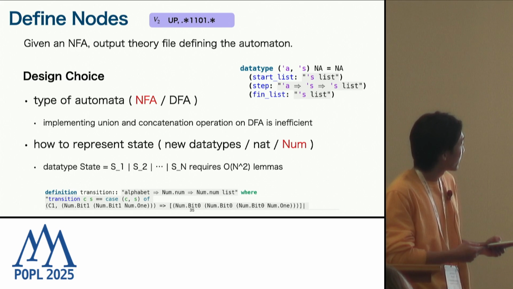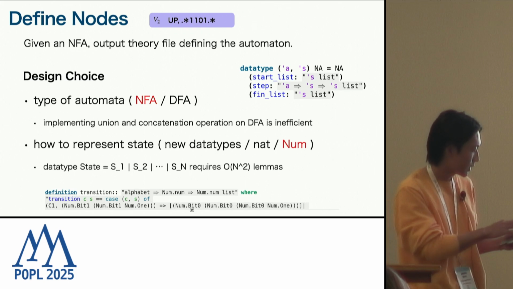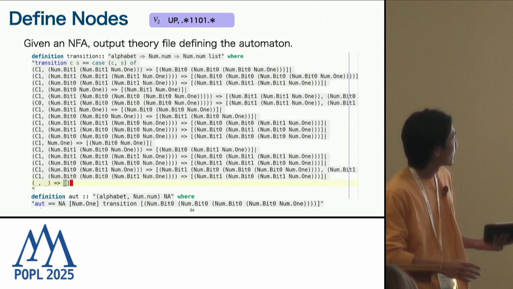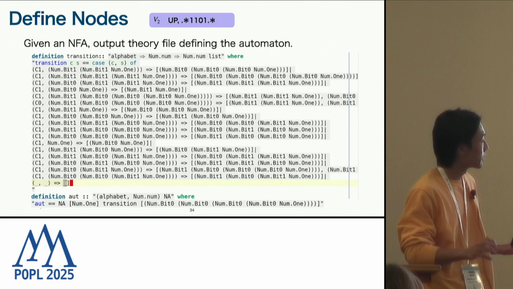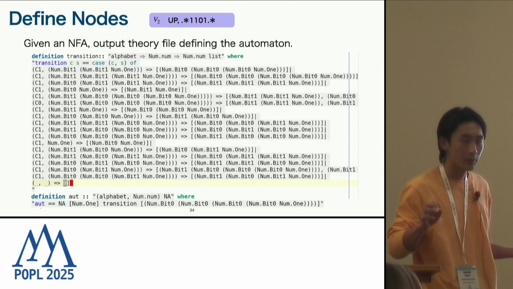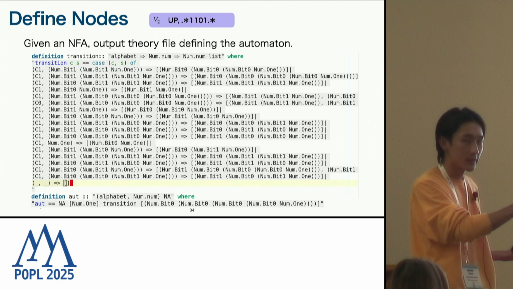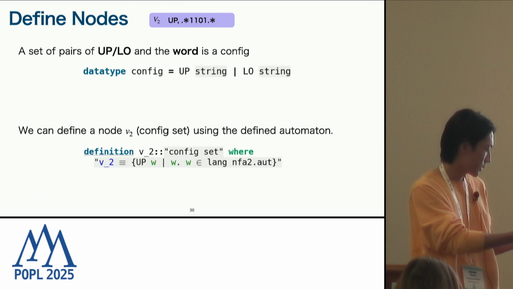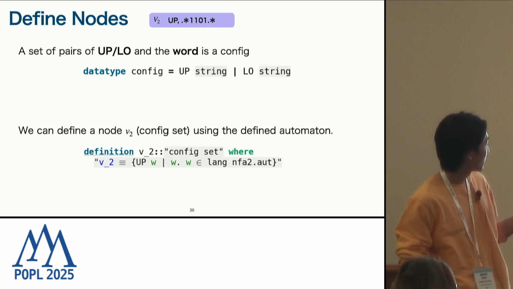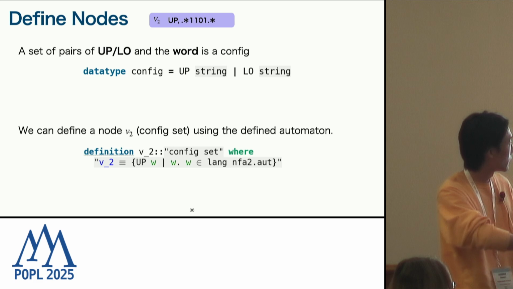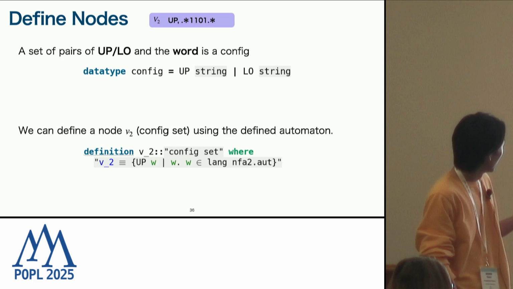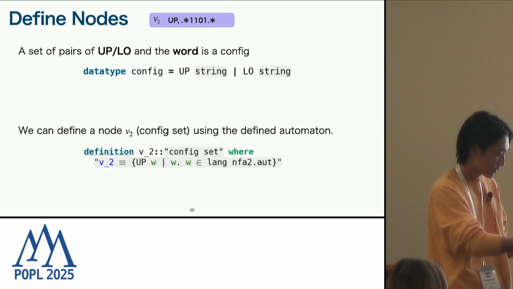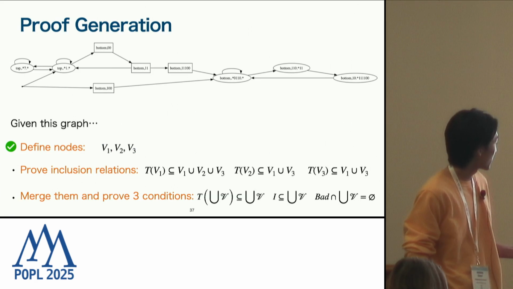Finally, we chose to use a binary representation of natural numbers. As you can see, it has only three constructors, and you can easily distinguish between values by comparing digit by digit. Okay, so the config, this is the state, is a pair of upper or lower and the word on an alphabet. And we can define a node using the defined automaton. Okay, we successfully defined the nodes.